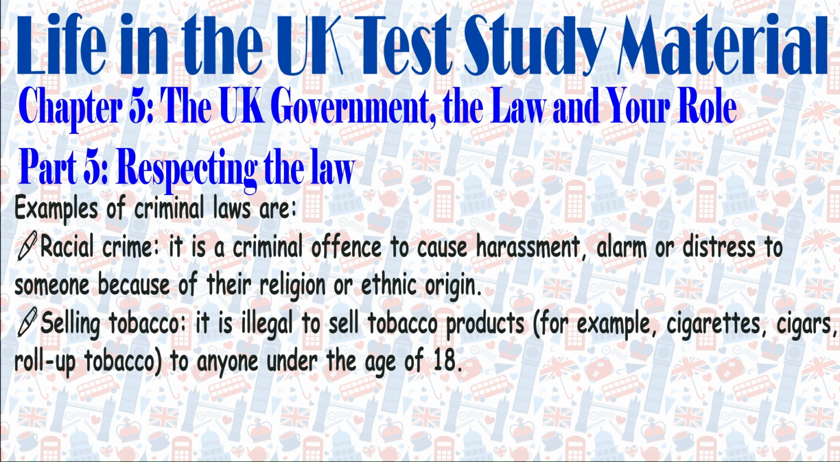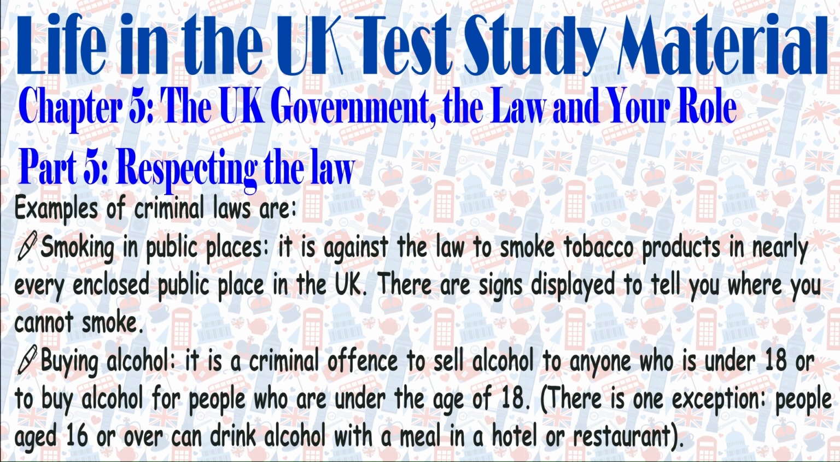Racial crime. It is a criminal offence to cause harassment, alarm or distress to someone because of their religion or ethnic origin. Selling tobacco. It is illegal to sell tobacco products, for example, cigarettes, cigars, roll-up tobacco, to anyone under the age of 18. Smoking in public places. It is against the law to smoke tobacco products in nearly every enclosed public place in the UK. There are signs displayed to tell you where you cannot smoke.